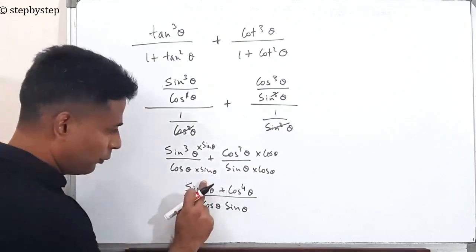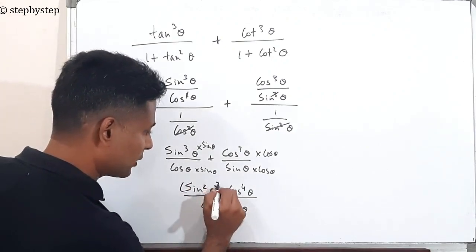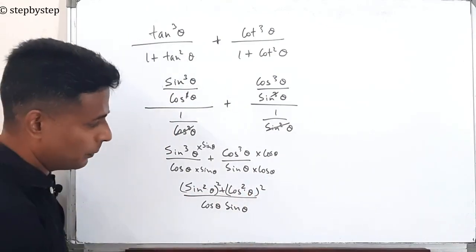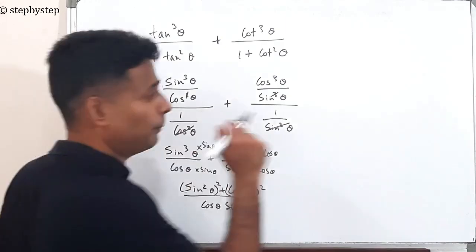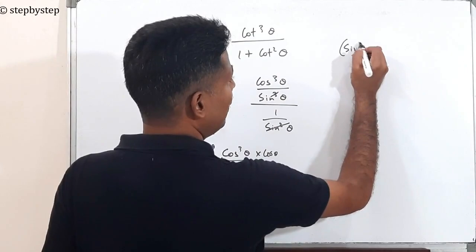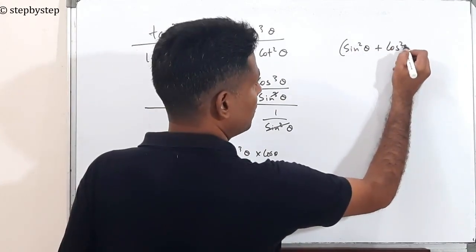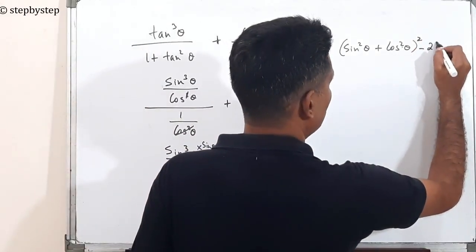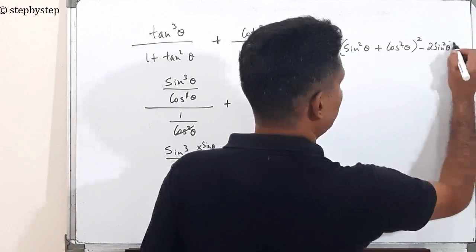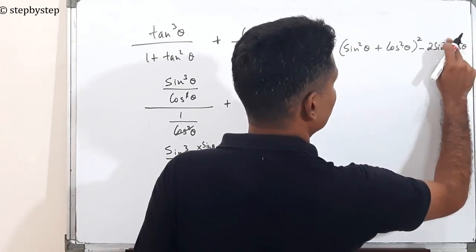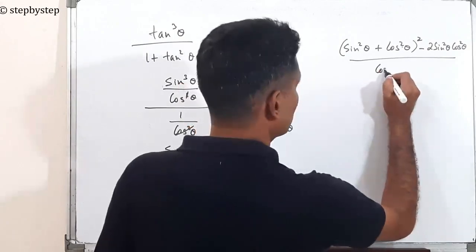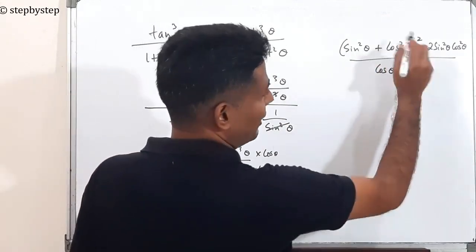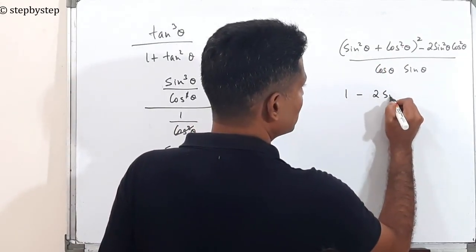Now again, like the previous problem, if you remember, I will write this as sin square whole square and this as cos square whole square. Now this is of the form a square plus b square. So I will apply that formula. A square plus b square is a plus b whole square minus 2ab, because our a and b are sin square and cos square here. Divided by cos theta sin theta. So I got this. Now sin square plus cos square is 1, 1 square is 1, minus 2 sin square theta cos square theta.